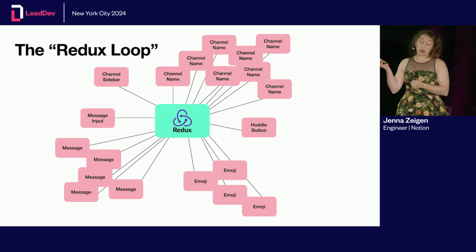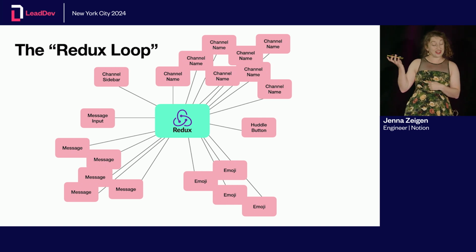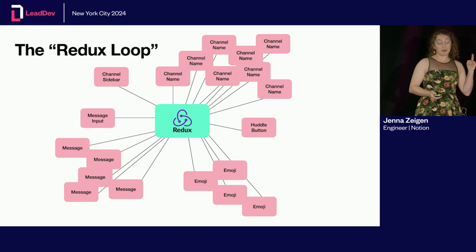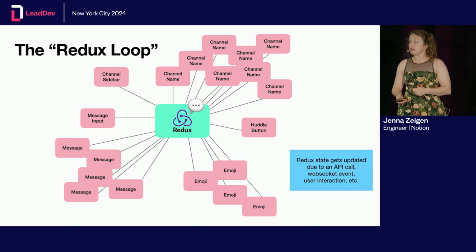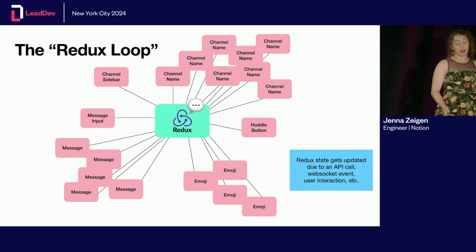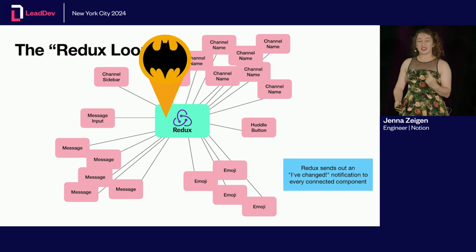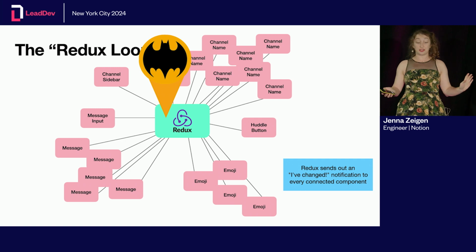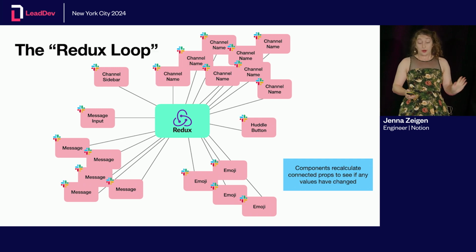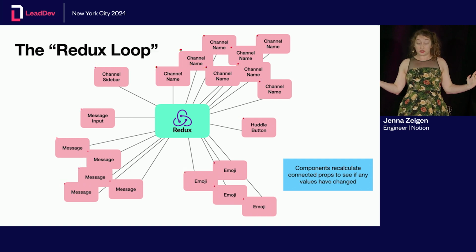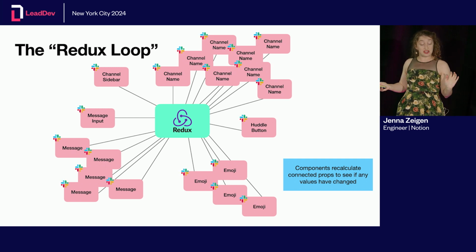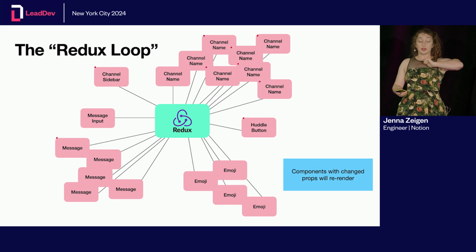This is Slack. I know you might not recognize it, but it is. There's Redux, the central data store, and a whole bunch of connected components. So what's going to happen is Redux is going to get updated due to an API call, WebSocket event, user interaction, or whatever. And then it is going to send out this bat signal, a subscriber notification, to every connected component that says, I've changed, which means that all of the connected components are going to recalculate their connected props to see if any values have changed, and then components with changed props are going to re-render.